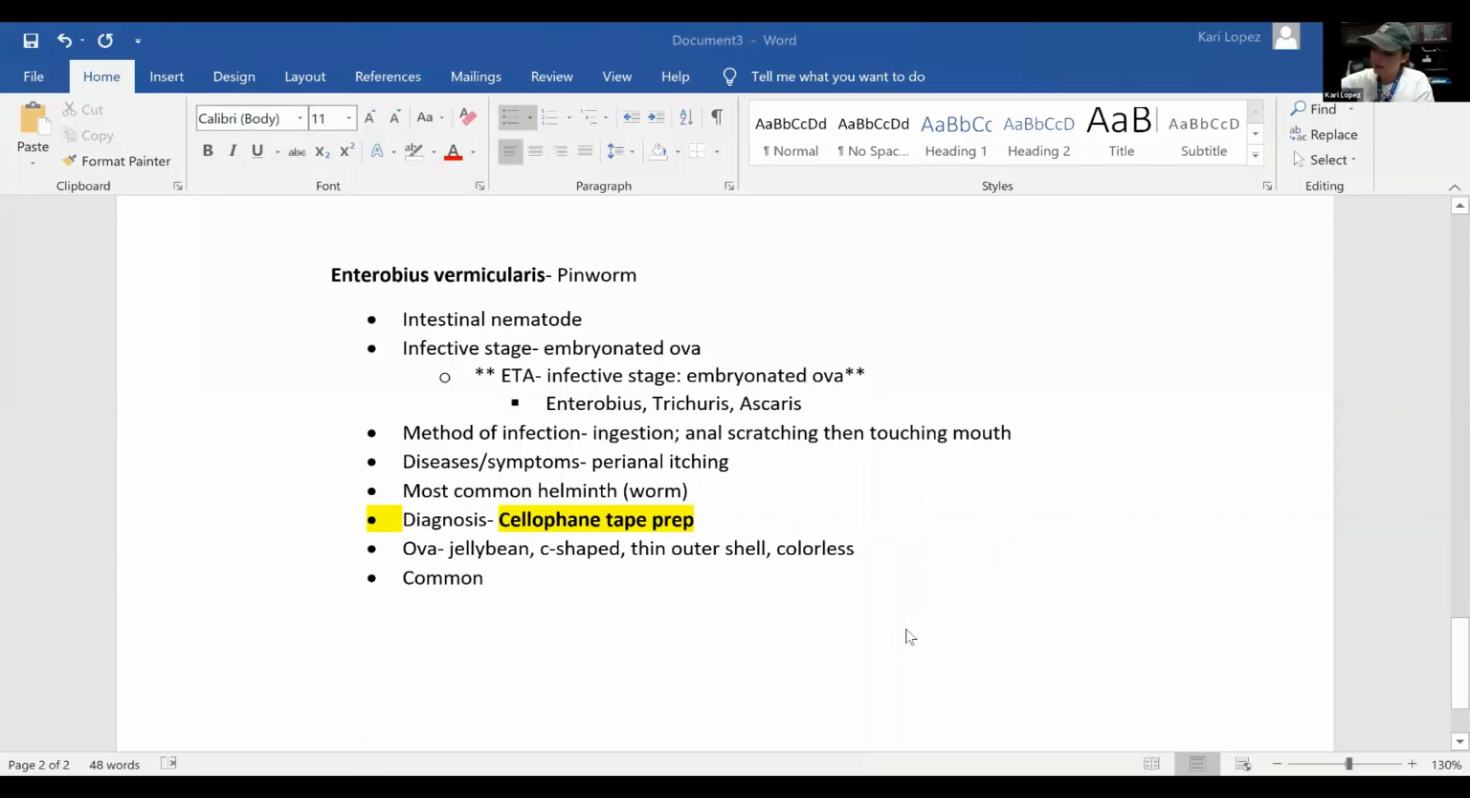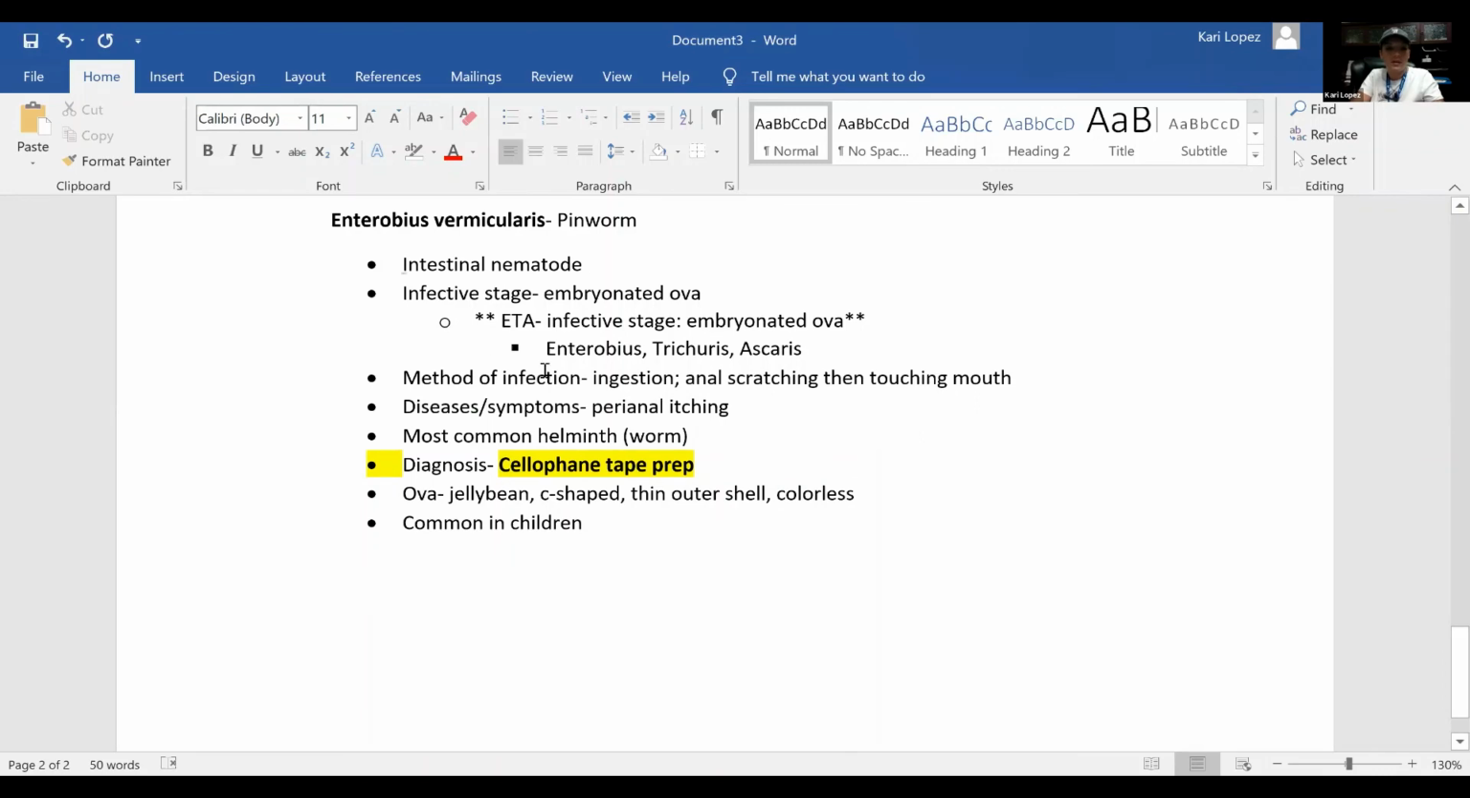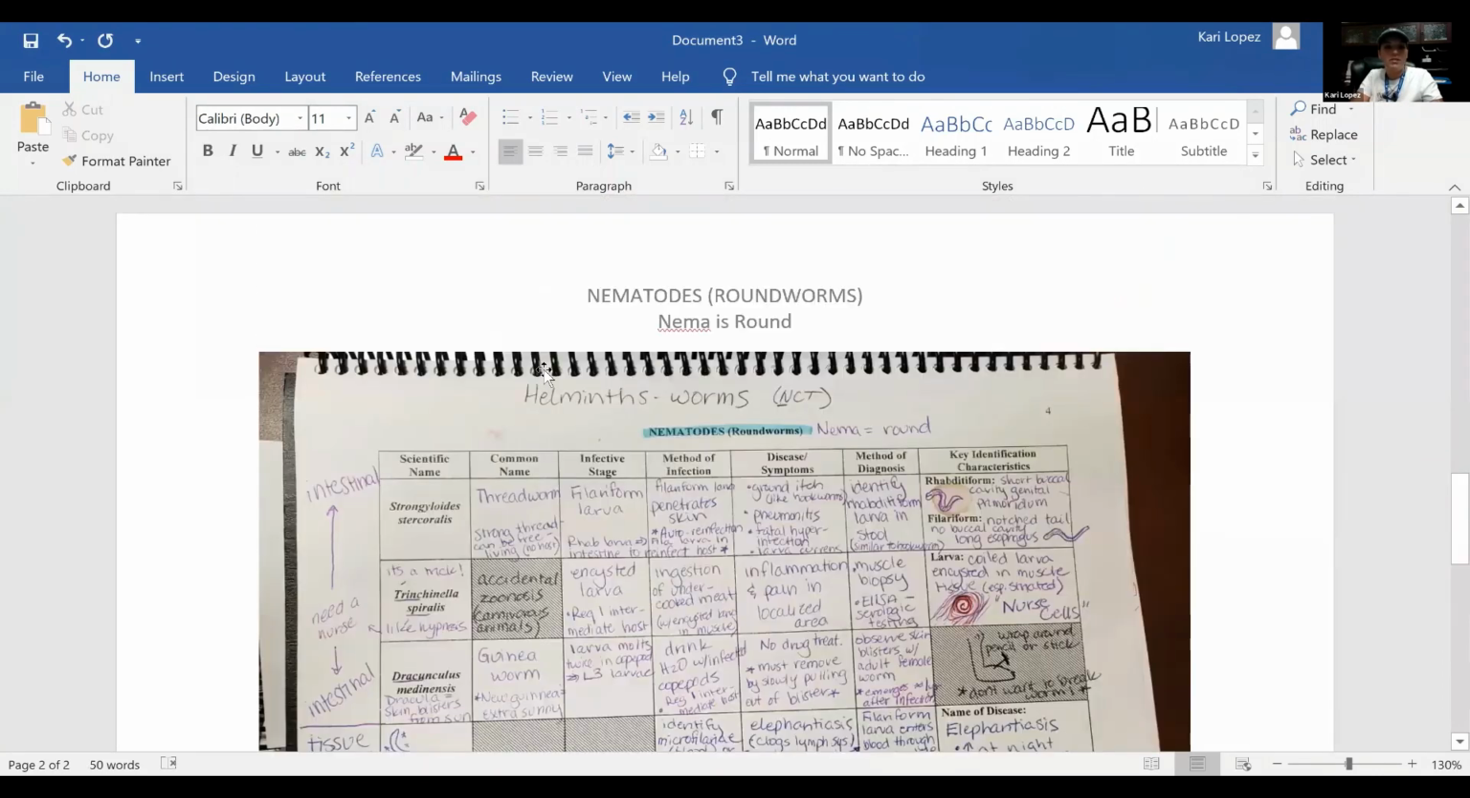And then what generation is it common in? Is it common in adults and children and immunocompromised? Children. Common in children, and I want to say children under 5, but I think children in general is a good enough way to know that. So that's Enterobius vermicularis.